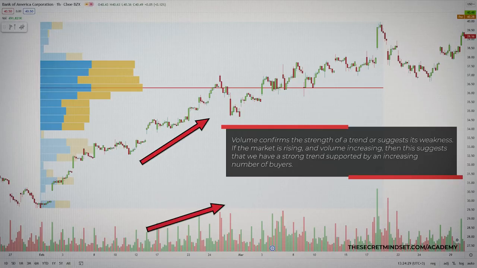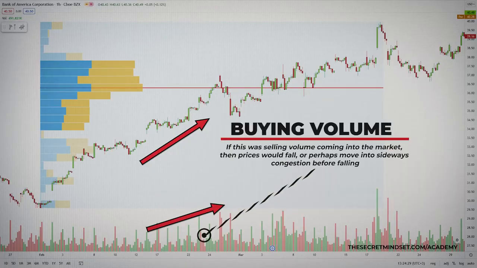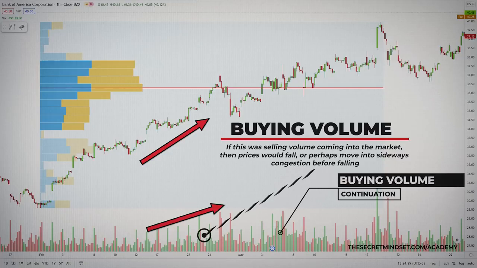Volume confirms the strength of a trend or suggests its weakness, because if the market is rising and volume increasing, then this suggests that we have a strong trend supported by an increasing number of buyers. Think about it. If this was selling volume coming into the market, then prices would fall, or perhaps move into sideways congestion before falling. And this is not the case. We can therefore conclude that the volume is buying volume, and we can expect the trend to continue.